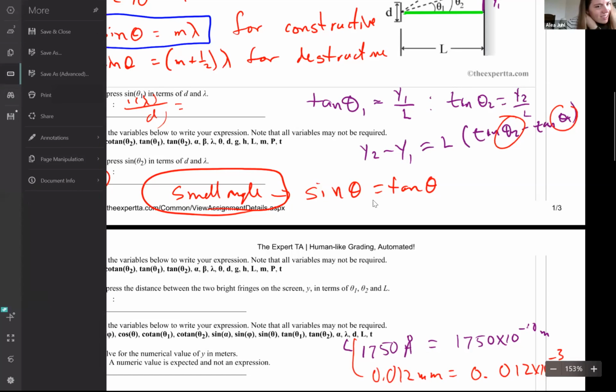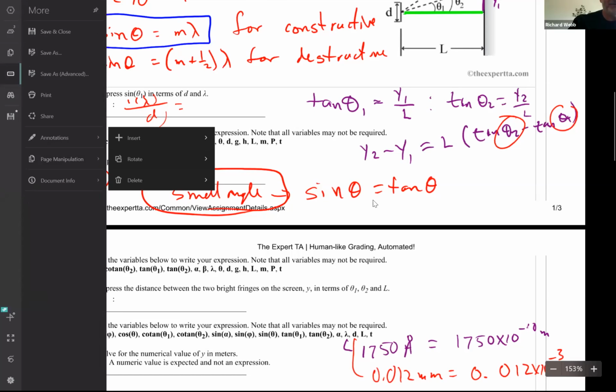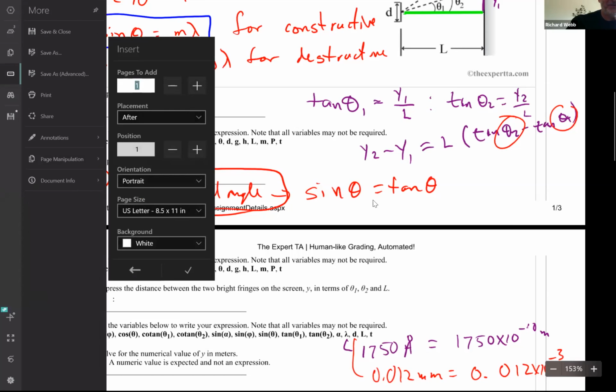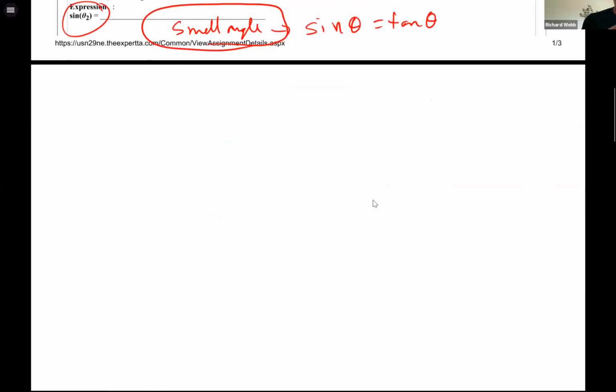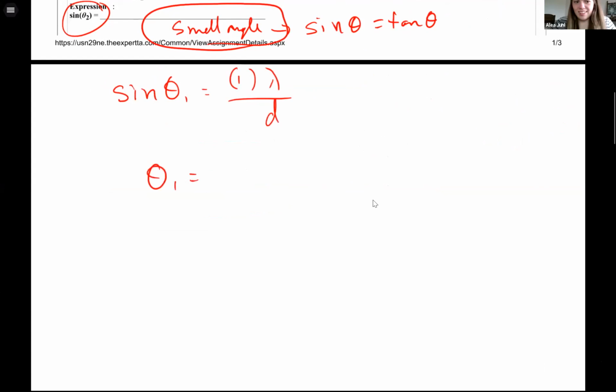Our goal is for you to understand. So we have sine theta 1 is equal to 1 times lambda over d. And that means theta 1 is equal to arc sine, or sine inverse, of 1 times lambda over d. Okay, that's what I did, but I came up with like 0.9.